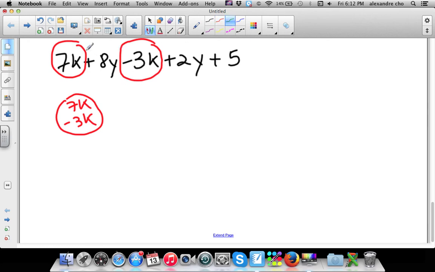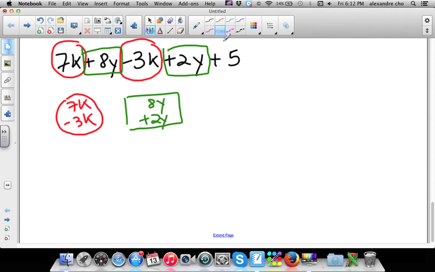Let me change colors again. So now we have y's. I'll put a rectangle around y's, and it's plus 2y. So now you got 8y plus 2y, and you have plus 5 at the end, and that is just a number, but since there's no other numbers, we don't have to worry about it. So let's calculate here. 7k minus 3k is 4k. 8y plus 2y is 10y, and since it's positive, it's 10y. And I'm going to copy what's in that triangle right there. So we get 4k plus 10y plus 5.